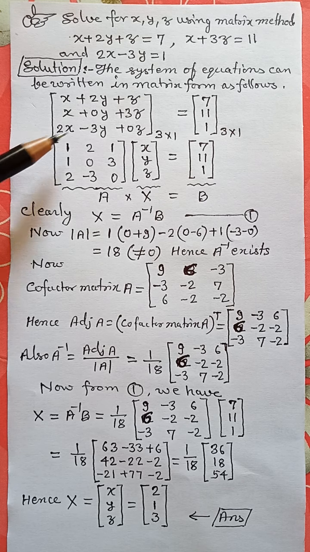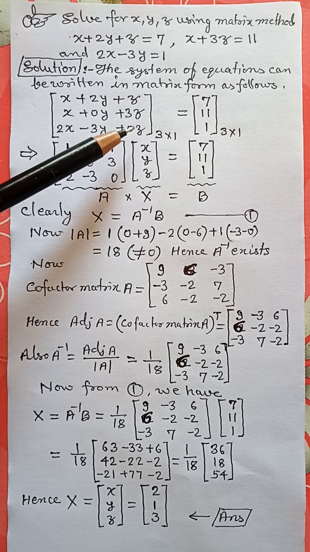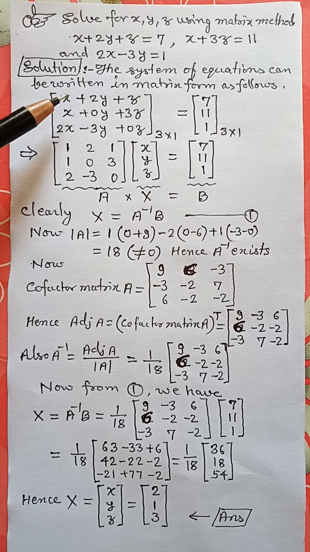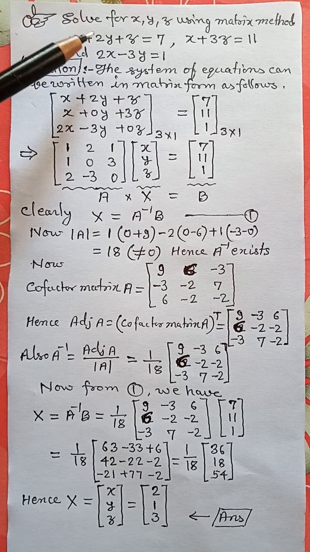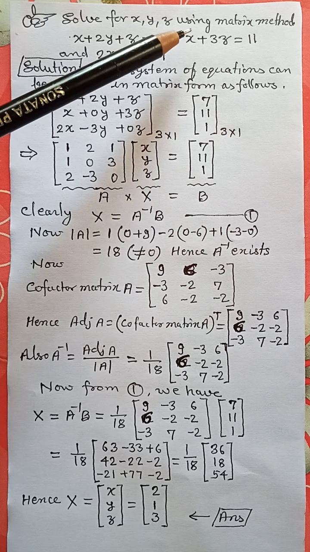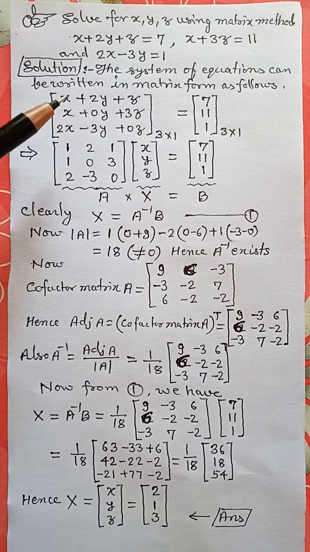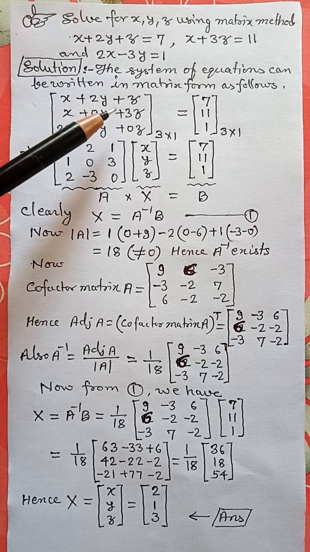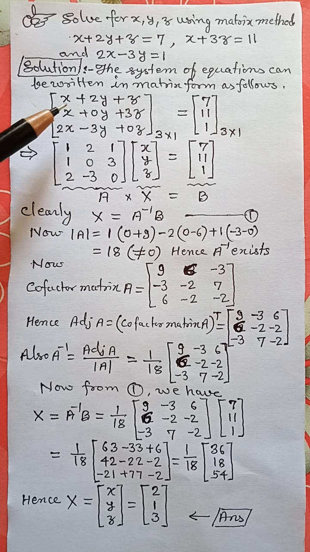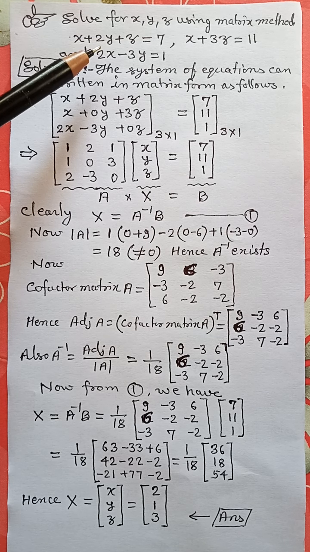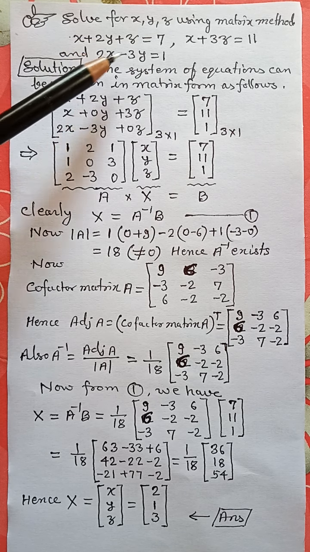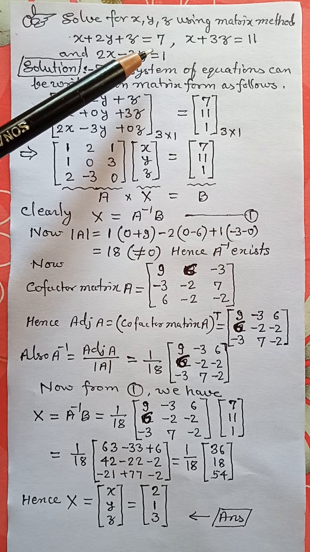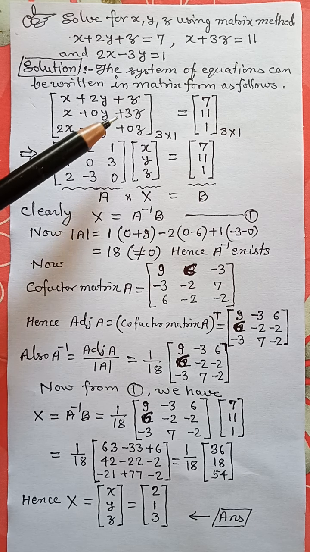Here it is a matrix. This is x plus 2y plus z. This is our first row. Again here x plus 3z, that means x plus 0y plus 3z. This is our second row. Similarly here 2x minus 3y is equal to 1, that means 2x minus 3y plus 0z.